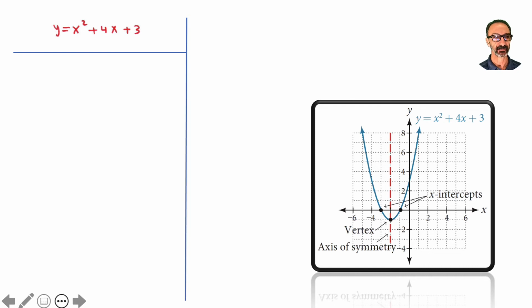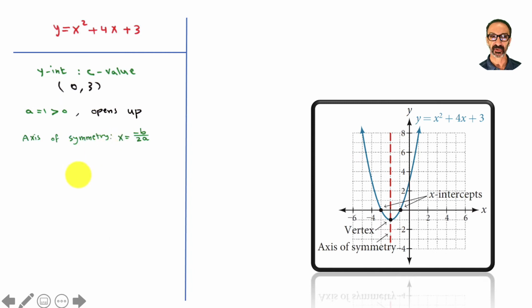Here's an example. y equals x to the second plus 4x plus 3. And as you could see, I have the graph and it shows enough details. The y-intercept is the c value, which is 3. We could see that right there. a equals 1 opens up.